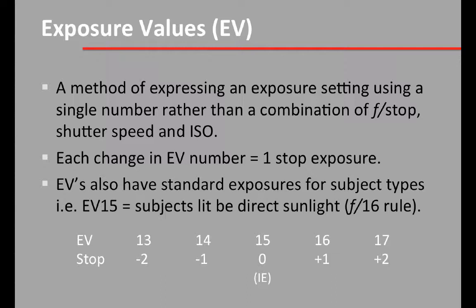EVs, exposure values, are a way of shortcutting that concept. That EV value represents the exposure value of, for example, using the f16 rule, 125 ISO. We set our shutter speed at 125th of a second at f16. So 125th of a second, f16 at 125 ISO is equivalent to 15 EV. So that 15 EV is just a real shortcut way of expressing that exposure combination.